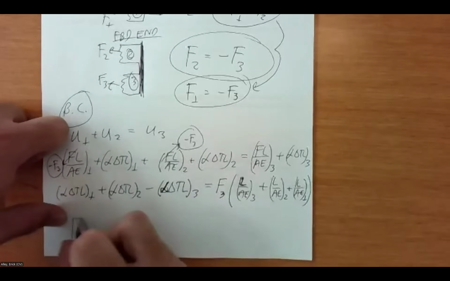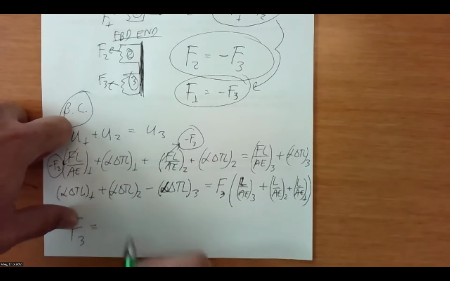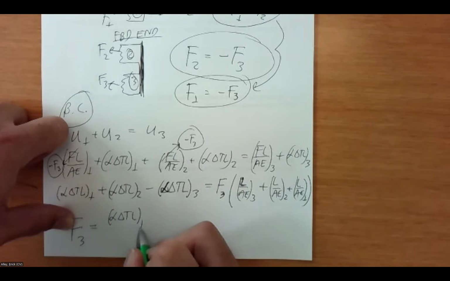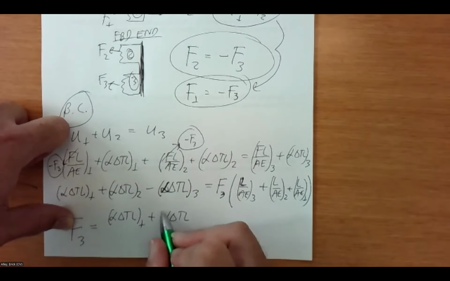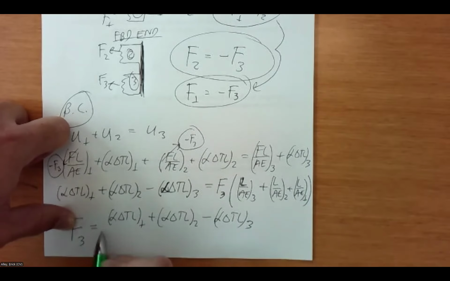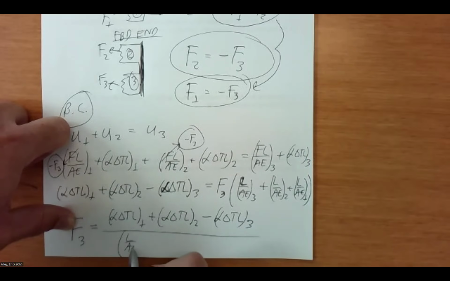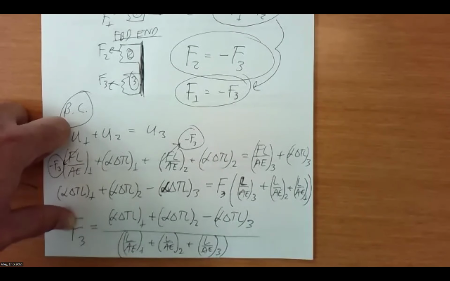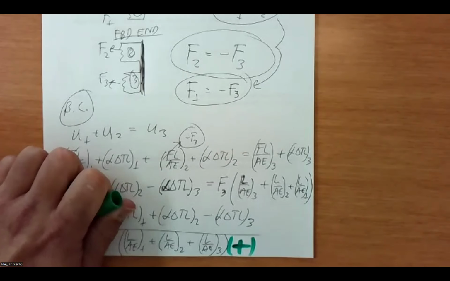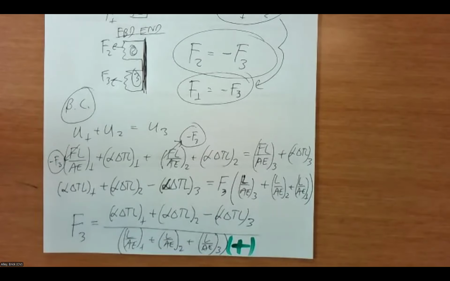So if we get a final expression here for F3, it's going to be this stuff on the top. Alpha delta TL for 1 plus alpha delta TL for 2 minus alpha delta TL for 3. And then on the bottom, I've got all those L over AEs. Now on the bottom, is there anything that we could possibly get negative? No, everything, L, A, and E. This is guaranteed to be a positive on the bottom, right? So the numerator is just some multiplier. We're not going to worry too much about that.